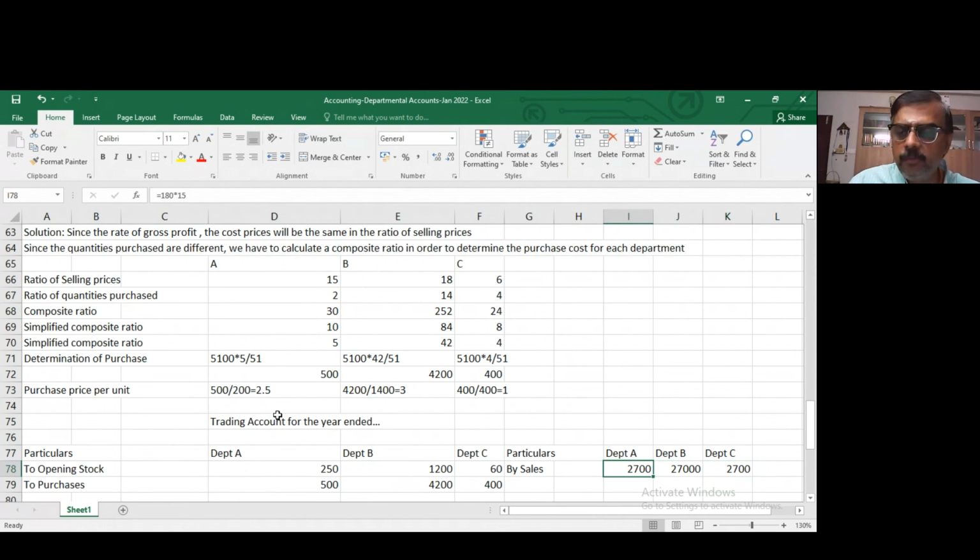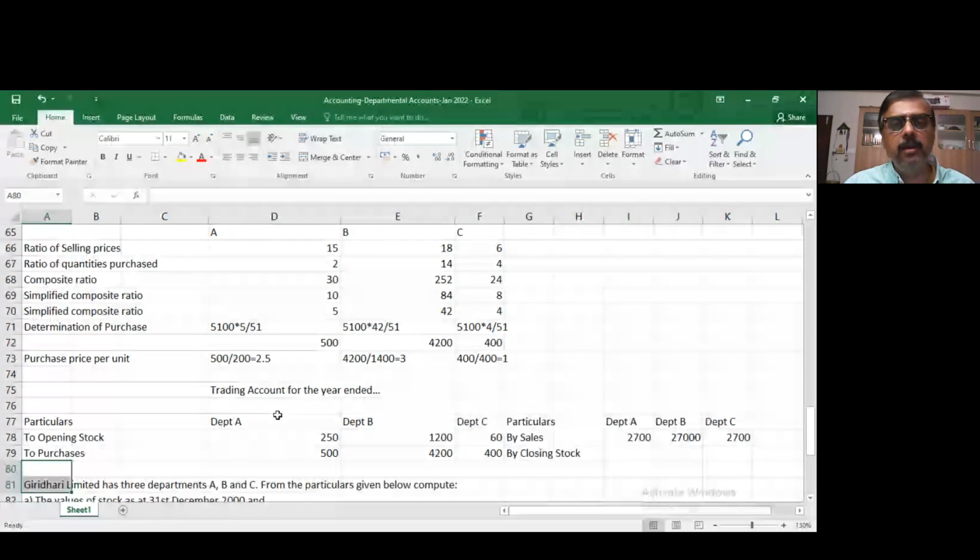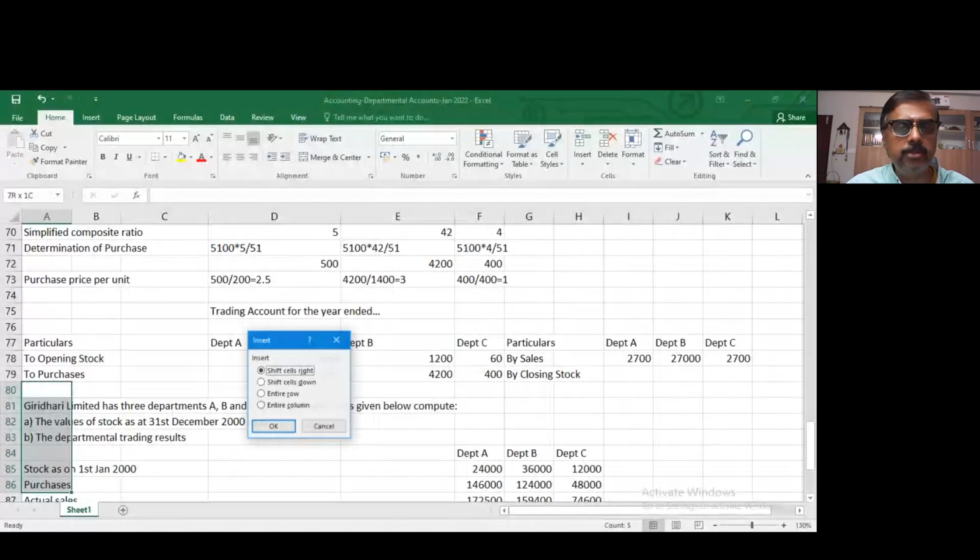2,700. So we got the sales figure for department A, department B, department C. Now closing stock is not given. We have to determine that. Any idea how to determine the closing stock? Because carefully observe, the GP ratio is all same. They have given. But for proceeding to find out GP, you need to know what your closing stock is.